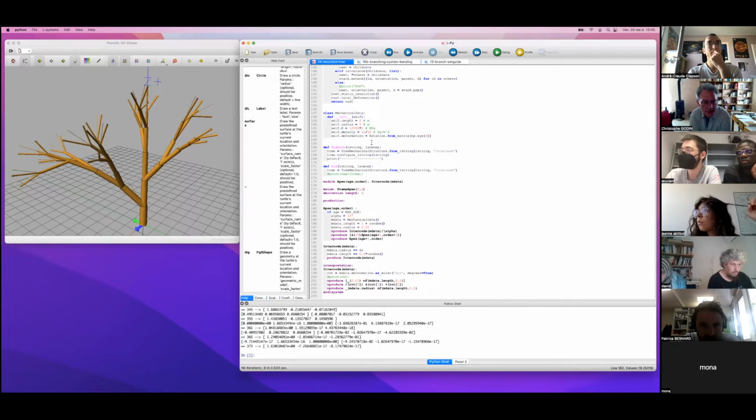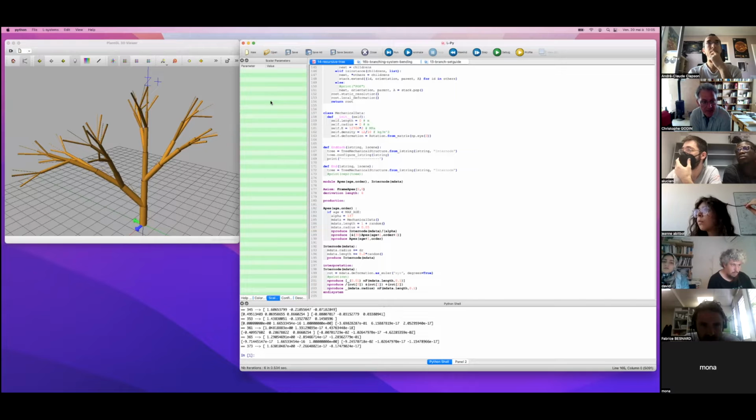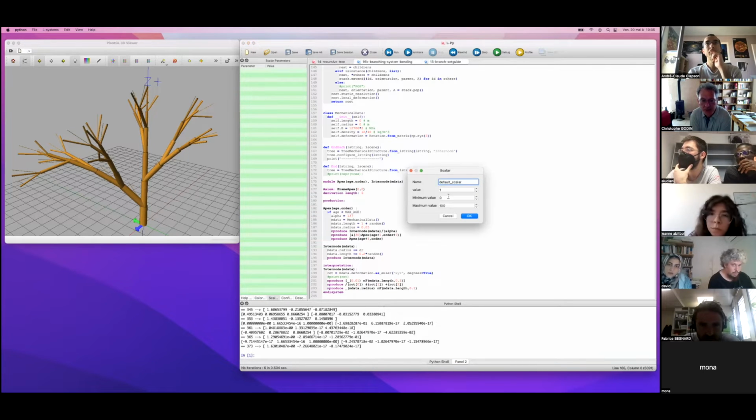Can you go in the scalar, which is on the left-hand side? Yes, you have the scalar stuff here. Can you write? I think this is right-click. Yes, a new integer. Yeah, integer. Then you put elasticity, something like this.